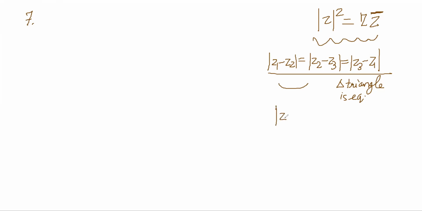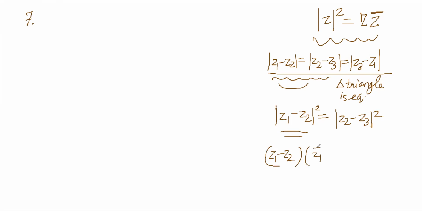So mod z1 minus z2 whole square is equal to mod z2 minus z3 whole square, because this has to be true for an equilateral triangle. So now we can use this property. This will be equal to z1 minus z2 times z1 conjugate minus z2 conjugate. Because what I have done is I have used this property.